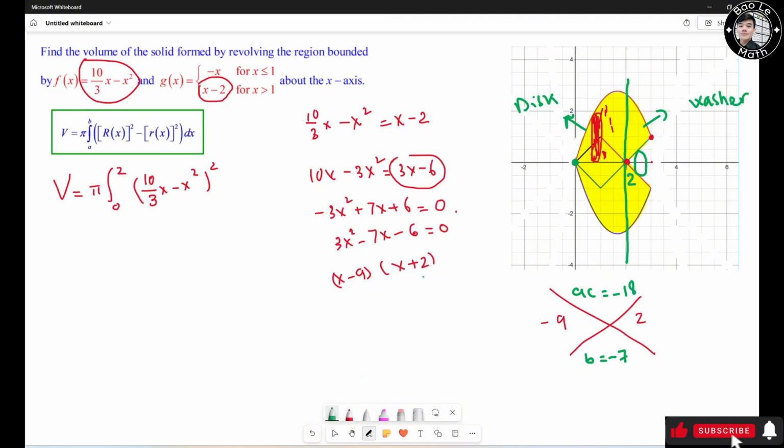Remember that this is not the final factor form, because a is 3, different from 1. So I need to divide the constant by 3. Divide this guy by 3, and simplify. So it turns out to be s minus 3 times, this one I cannot simplify, so I multiply this one over here. So it's going to be 3s plus 2 equals 0. This is the final factor form.